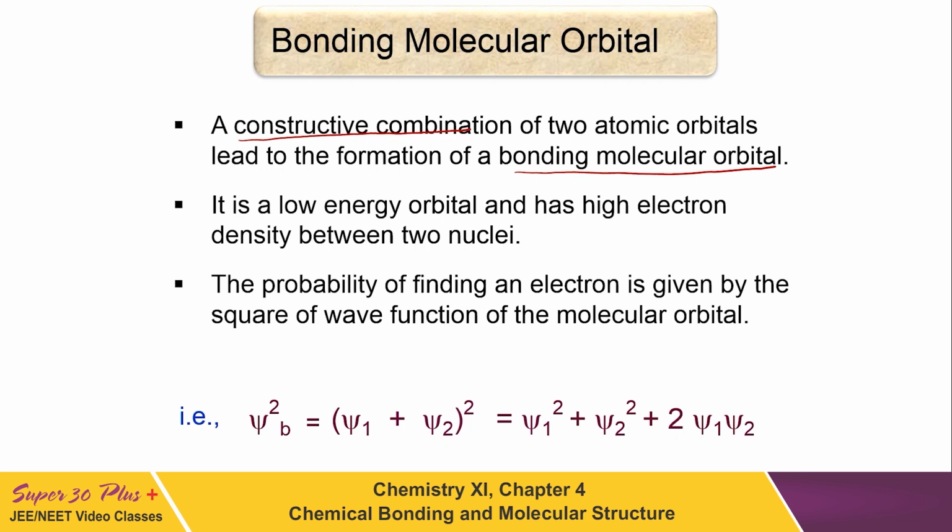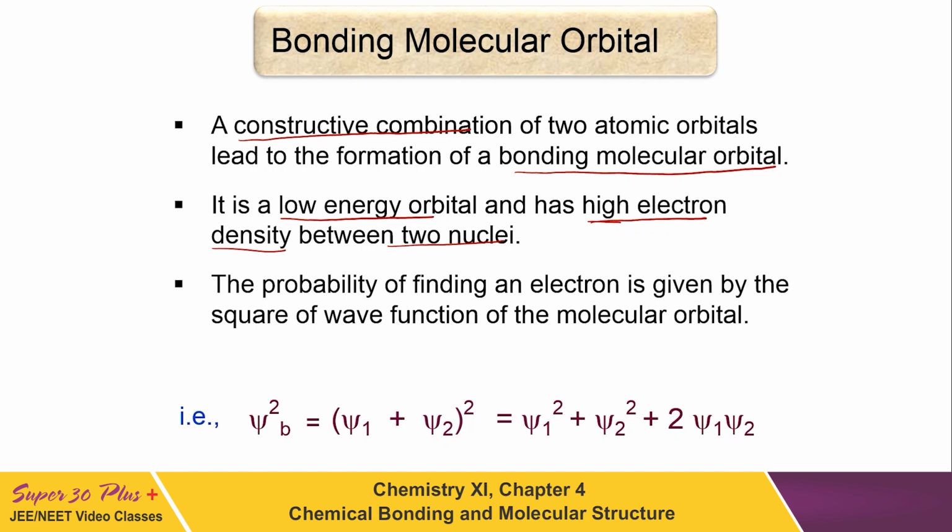It leads to the formation of BMO. It is low in energy and high in stability, and also has high electron density between the two nuclei. Because energy decreases, the density of electrons between the two nuclei increases in the case of bonding molecular orbital. When electron density increases, students, the probability of finding an electron also increases.